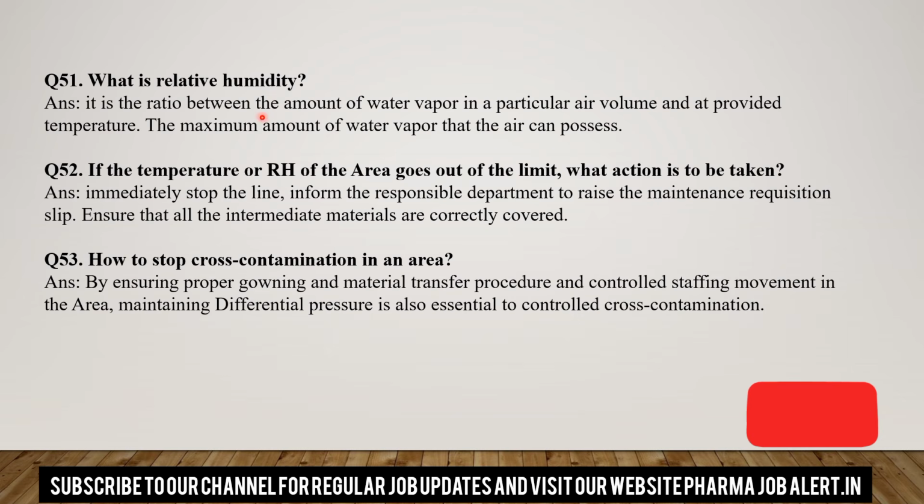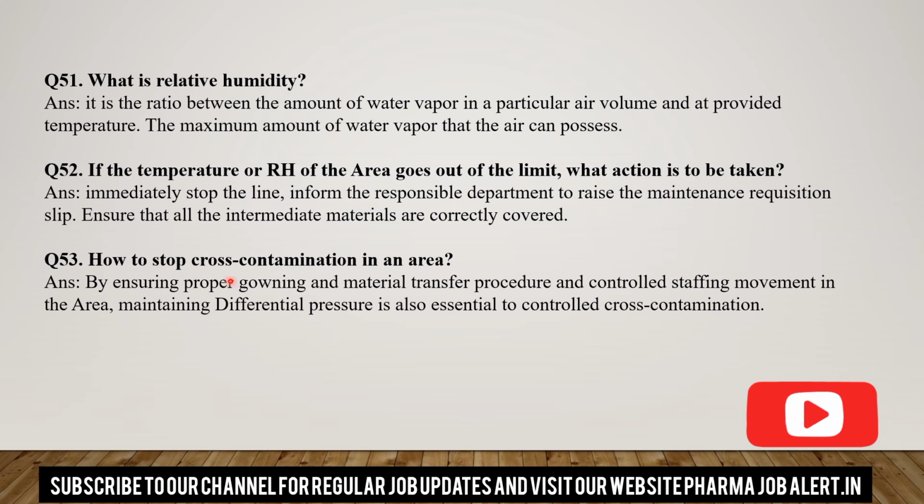Friends, what is relative humidity? Relative humidity is the maximum amount of water vapor that air can possess. If the temperature or the relative humidity of the area is going out of limit, what action is to be taken? We must immediately stop the line and inform the responsible department to raise the maintenance requisition slip. Ensure that all the intermediate materials are correctly covered.